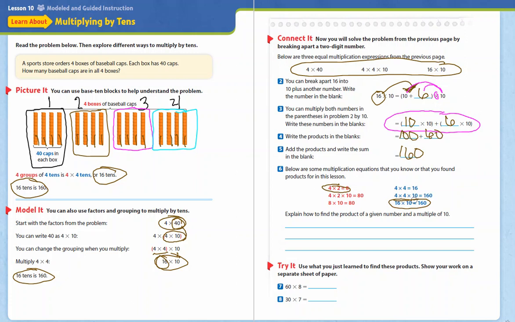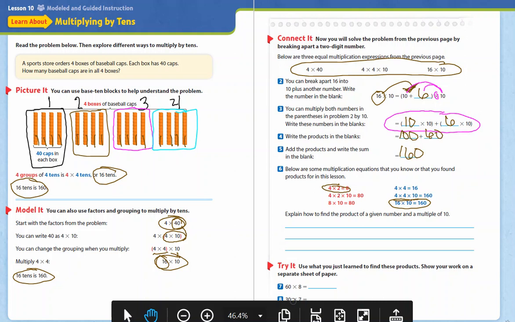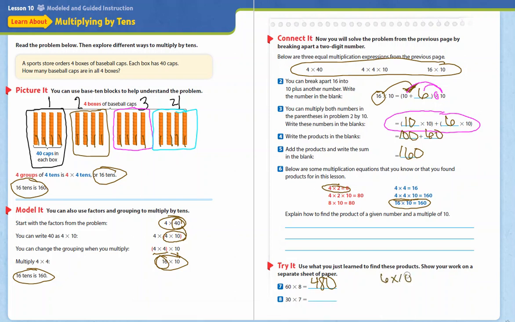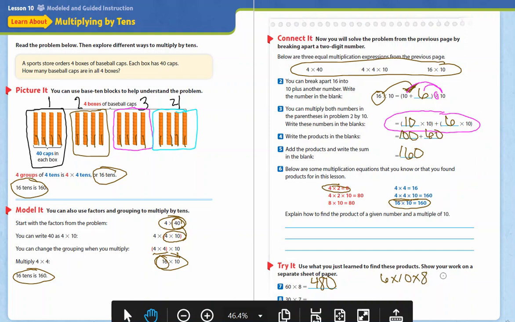So let's go ahead and move on down to the try it. You have 60 times 8. What can we use from what we just learned to solve our problem? What we can do is 6 times 10 times 8. What is 6 times 8? Yeah, it's 48. And then we have to multiply that by 10, so we're going to add a 0 at the end. We said 6 times 10 times 8, but we can rearrange this to 6 times 8 times 10. Now we have 48 times 10.